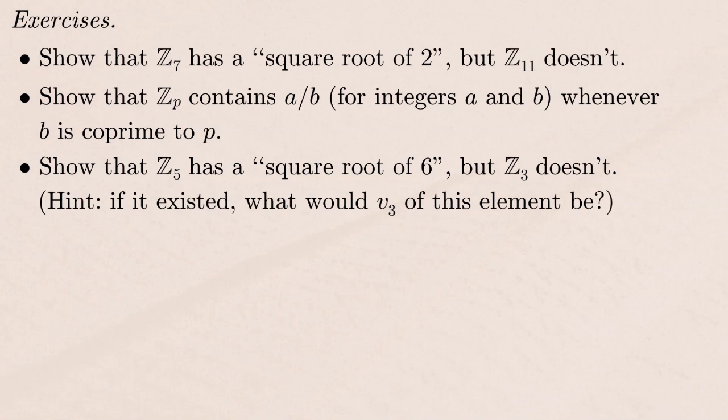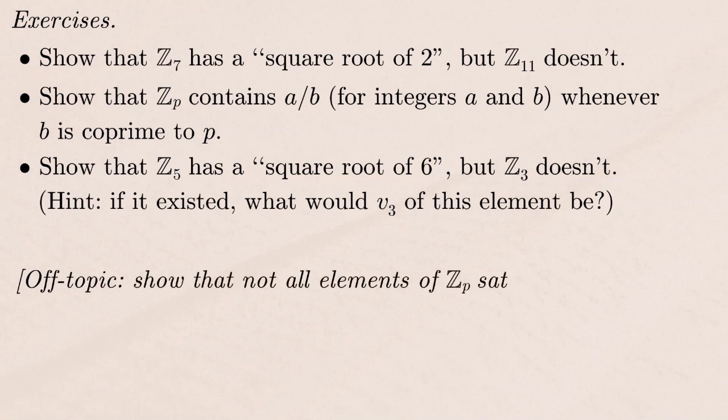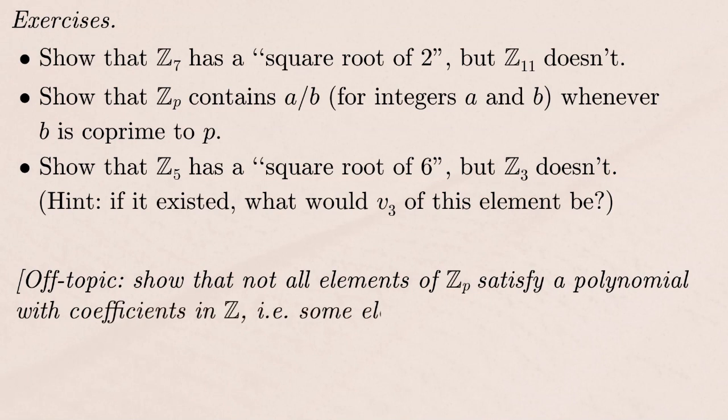Finally, as a bit of an off-topic exercise, you can also show that not all elements of Zp satisfy a polynomial with coefficients in Z. That is, some elements are transcendental over the integers. This implies that Zp is much larger than Z, and in fact much larger than most of the rings we've worked with so far in this series. But for now we're not going to need that fact. So, armed with this knowledge, let's prove a small lemma.